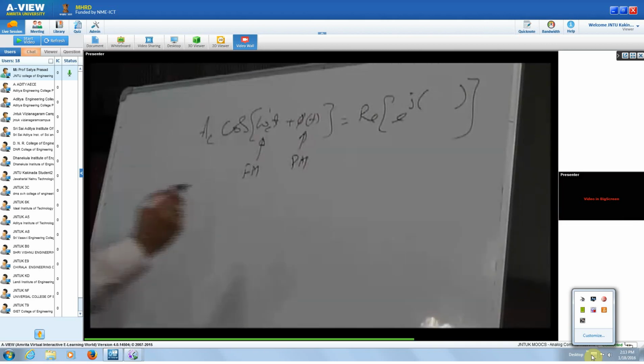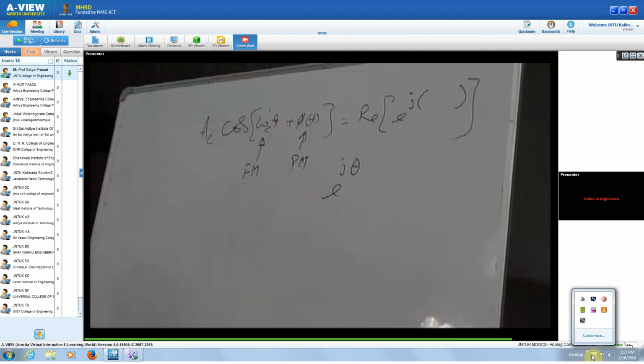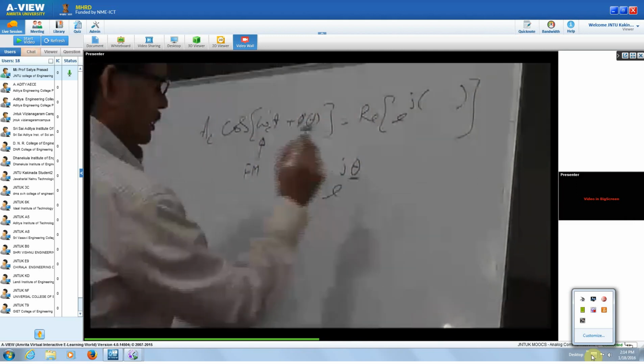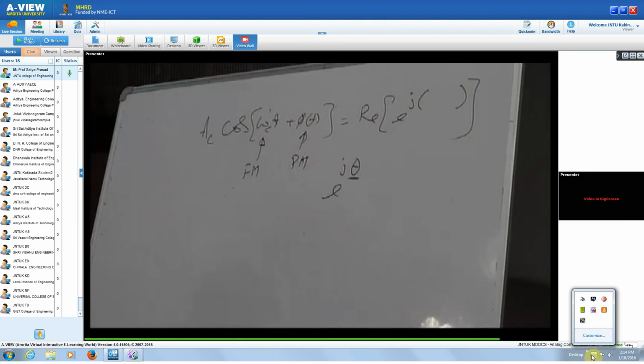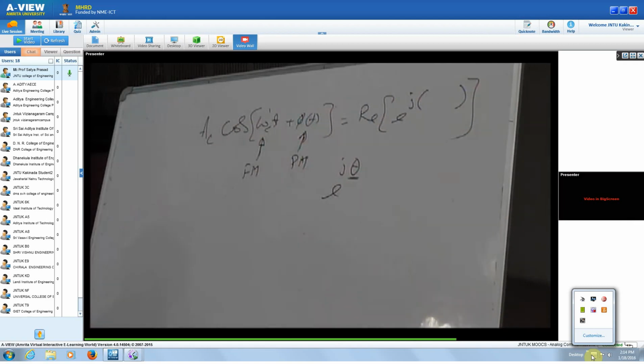Or we can say that this is something like e power j theta. Theta we are varying in accordance with our baseband signal variations. Therefore, this angle theta we are changing. That's why we call this angle modulation. In this angle modulation, you have both frequency and phase variations. So altogether, we call this angle modulation.